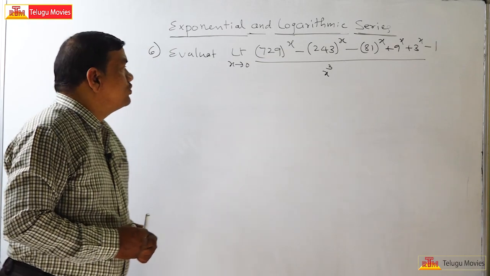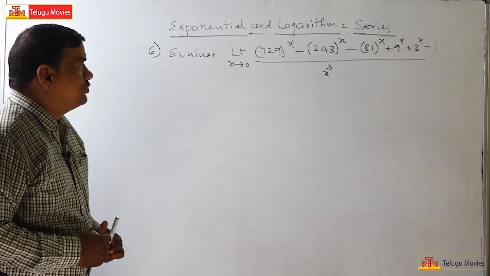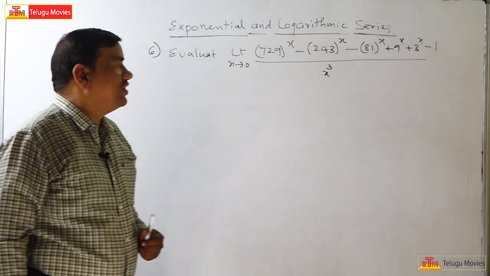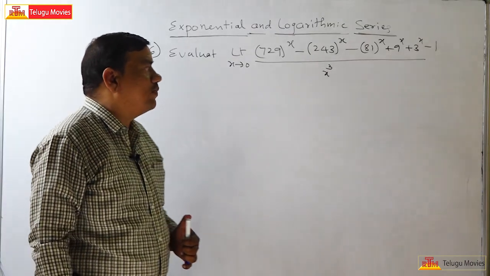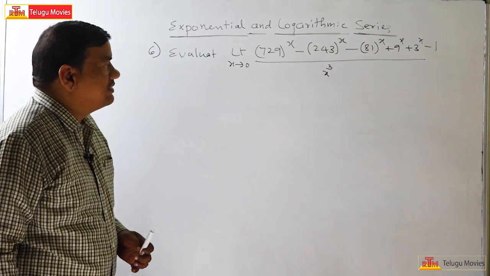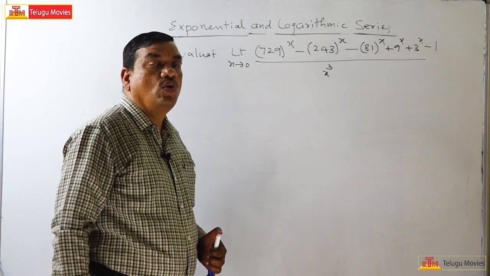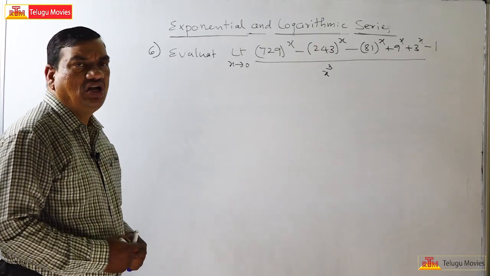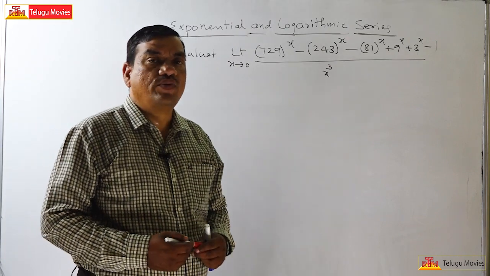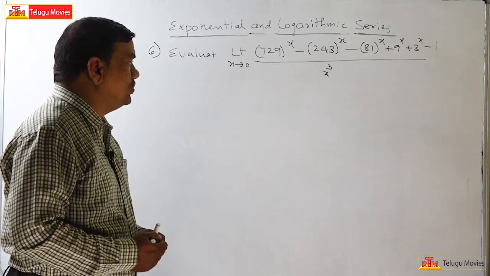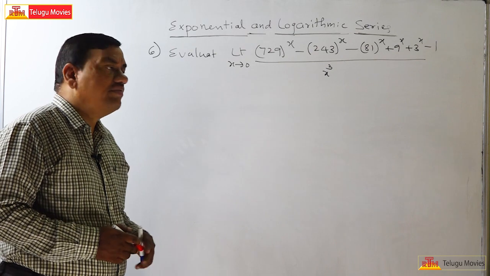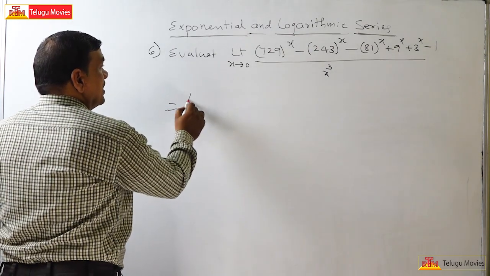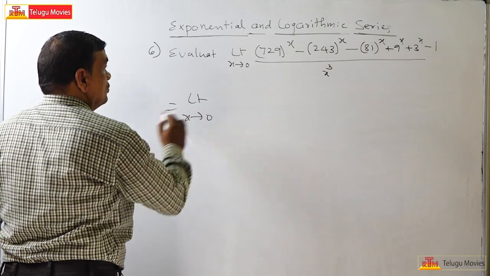Welcome to this problem. Evaluate limit x tends to 0, 729 whole power x minus 243 whole power x minus 81 whole power x plus 9 power x plus 3 power x minus 1, whole upon x cube. Then how to do this problem? Generally, students who start doing this type of problem with L'Hopital rule will find it very, very difficult to do.